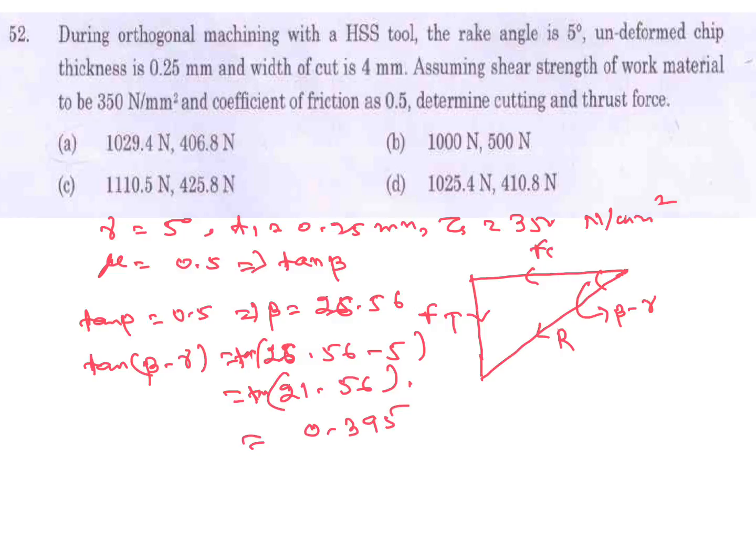So from the options you have to choose. Take A, 406.8 divided by 0.395. So option A is the answer. This is very, very important for GATE. So many times asked.